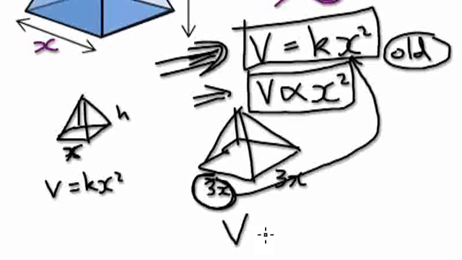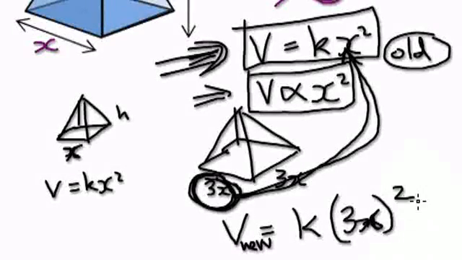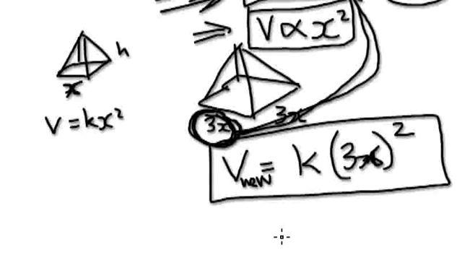So our new volume, let's call it V new, equals k, and then we are putting this into the x here. So it will be (3x) in brackets. Remember, you have to have the brackets here because you're putting the 3x into the x and then you square it. Okay, so this is our new volume here. Let's tidy this up.